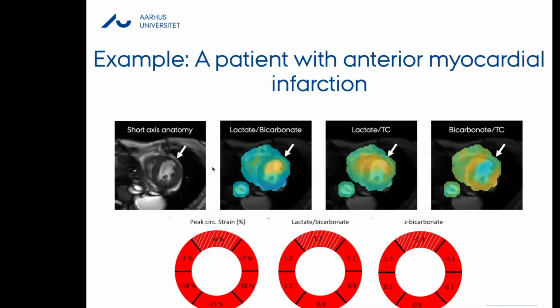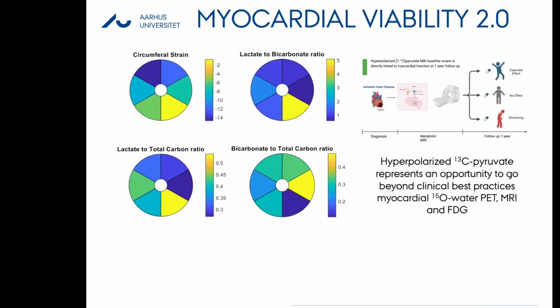And so how does it look? Well, you can start to get these bullseye maps, and then you can see that you have these defects where you have metabolism going down, maybe you have lactate going up, etc. And so you get this lactate or bicarbonate change that are quite dramatic, and you can see the strain is also changed in that area. So things sort of start to align for these examples.